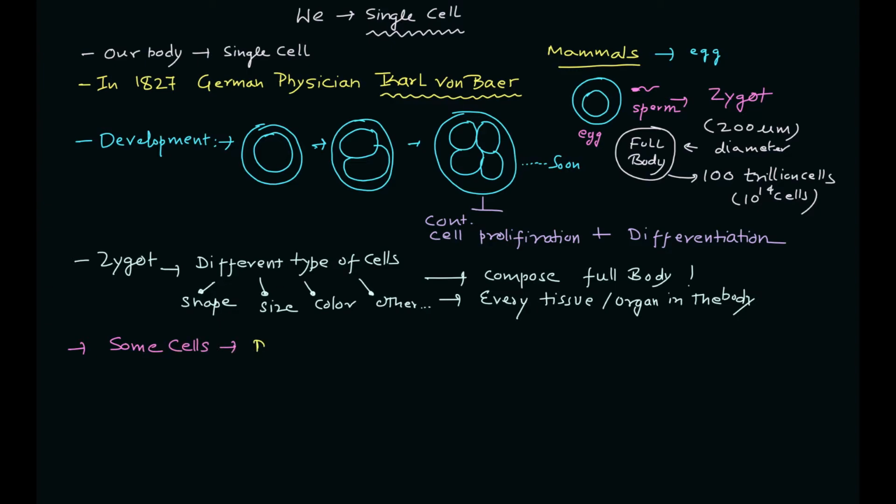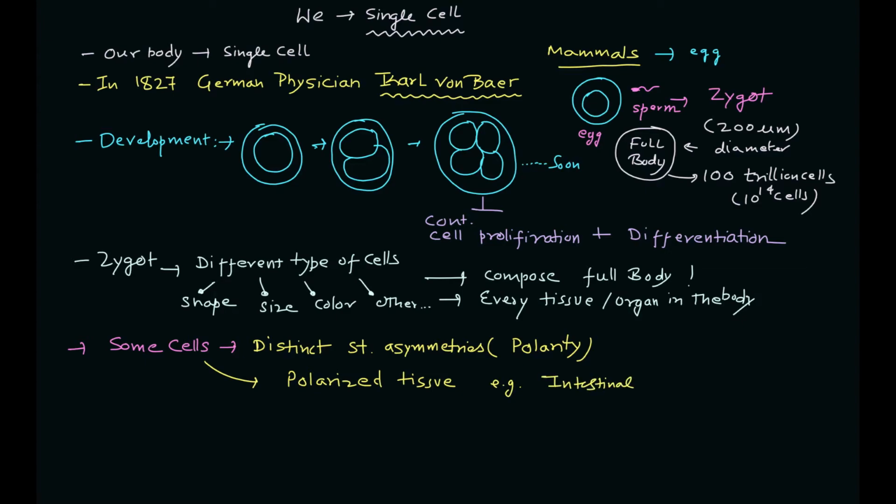Another important factor is that some cells have distinct structural asymmetry, which is also known as polarity. Because of that, they are able to form polarized tissue, and the typical example is the intestinal lining. So this is also one of the important aspects during the developmental stages.